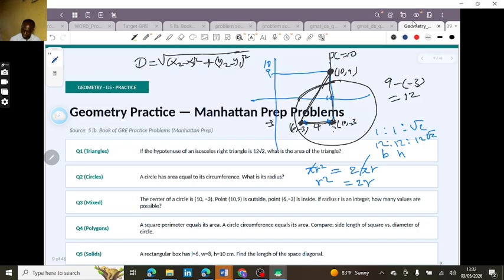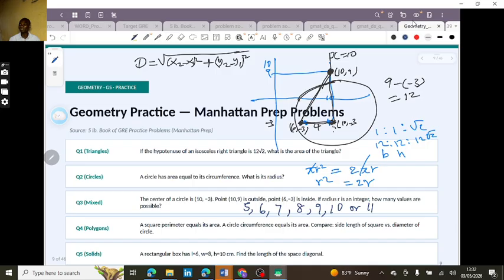The radius we are looking for must be greater than 4, so it's between 5, 6, 7, 8, 9, 10, or 11. So these are the numbers. So it can be only these numbers.